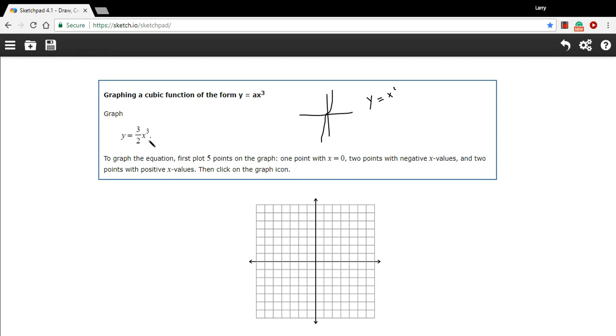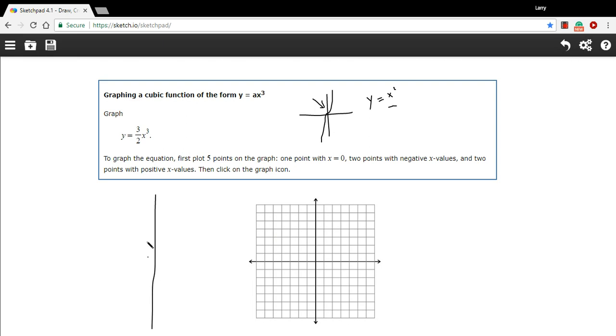What we want to do when we sketch a graph of it is make sure we put this, well, I don't know if you'd call that a vertex. It's an inflection point where it sort of flattens out. In the basic function, this happens at (0, 0). In a function where there's just a number multiplied by x cubed, it also happens at (0, 0).